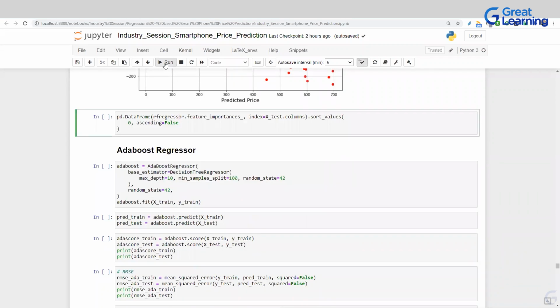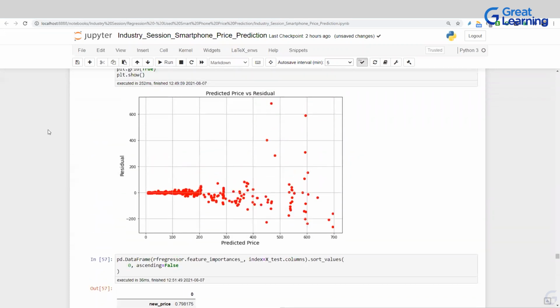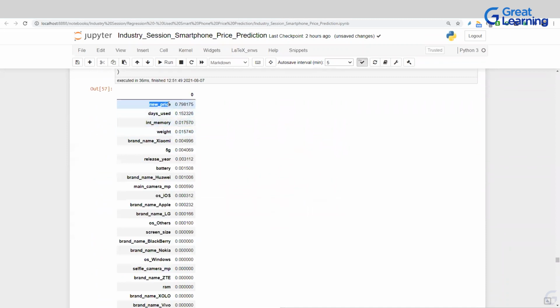If you look at the feature importance, because random forest also has one of the good things that it can give you the variable importance. Now, based on this variable importance, we see the highest important variable is the new price, which is about 80%.